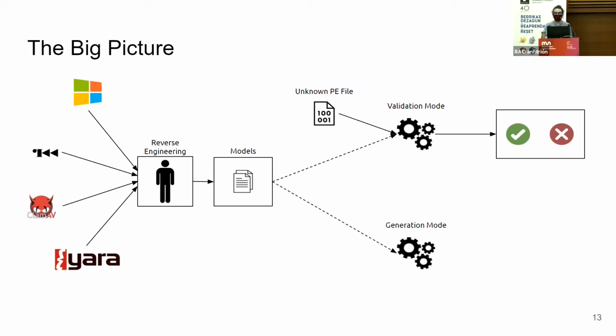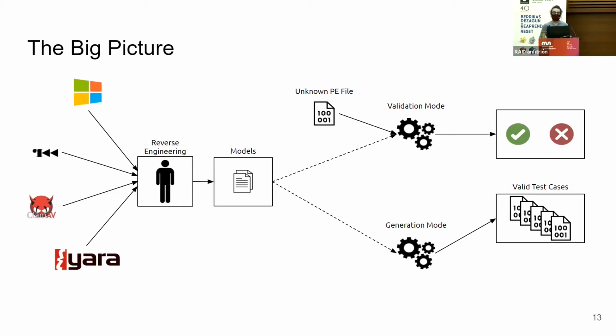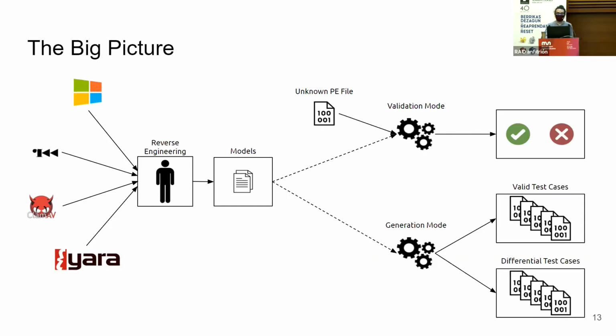The analysis framework can also run in generation mode, which, given the models, is able to generate valid test cases. These are files that the original software considers as valid, but it can also generate differential test cases by combining models of different software. These are files that are valid for one of the original software, but invalid for another one.